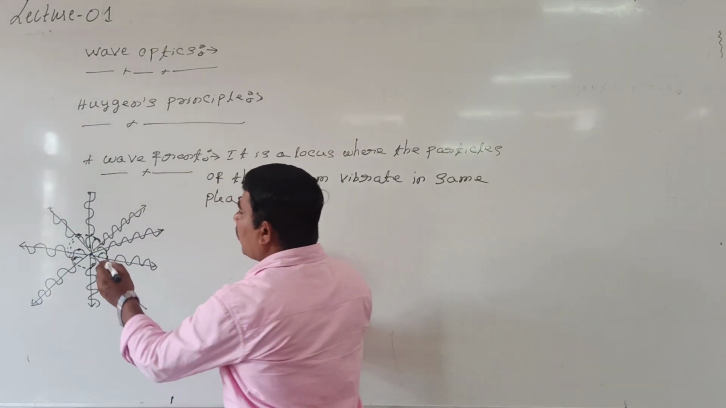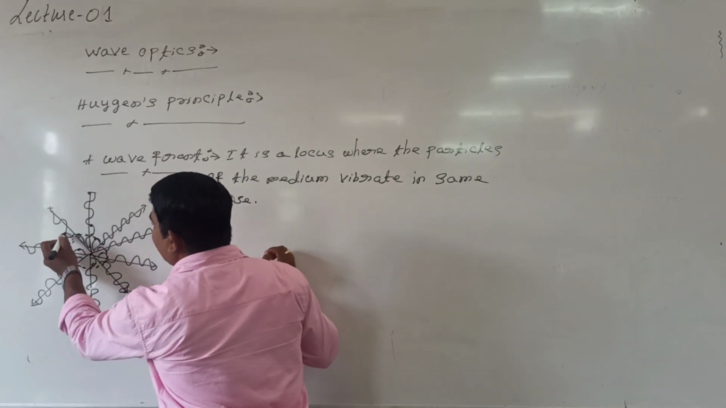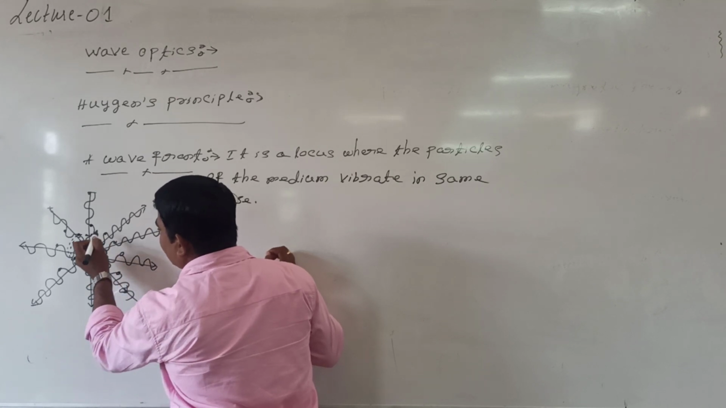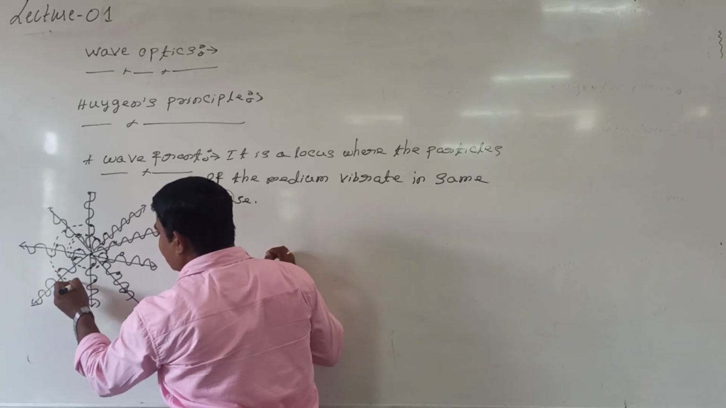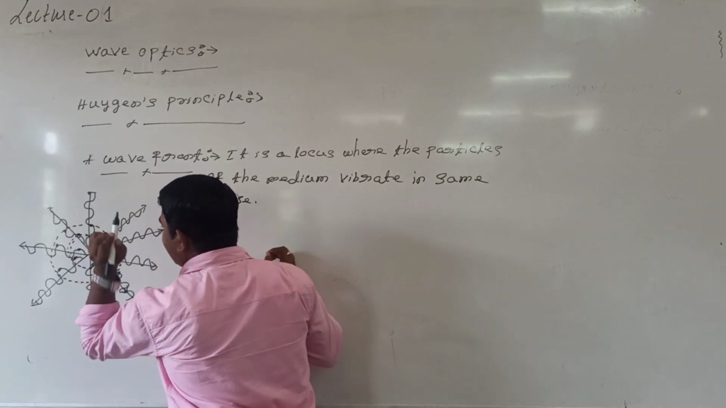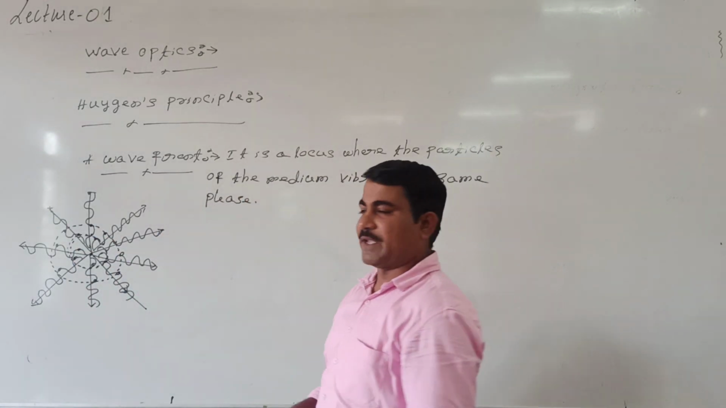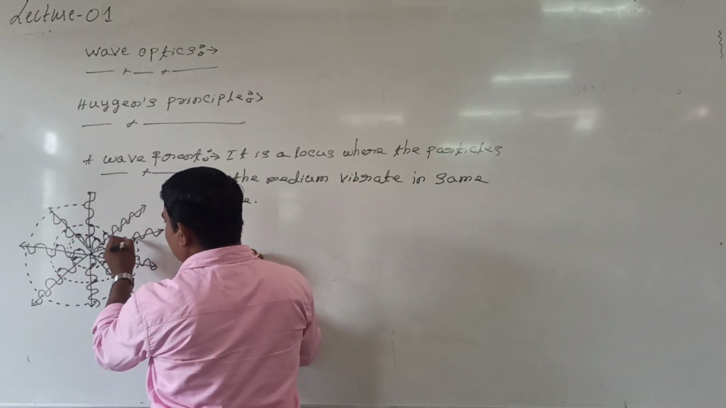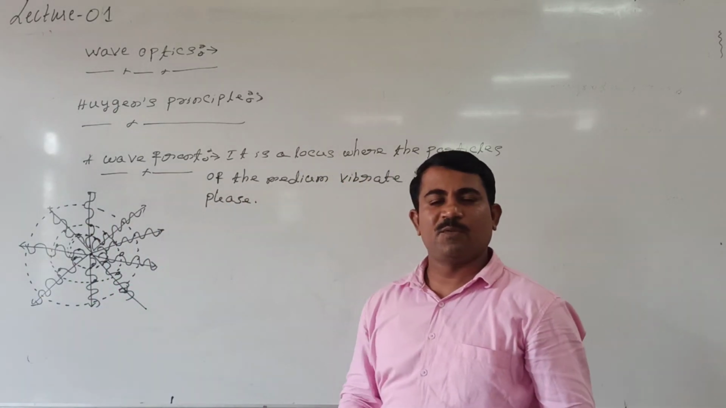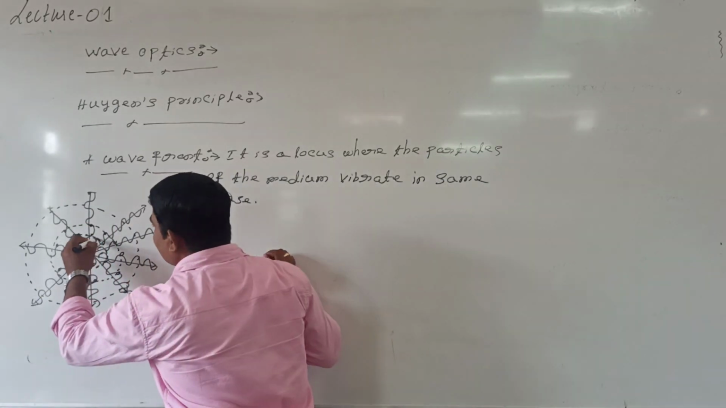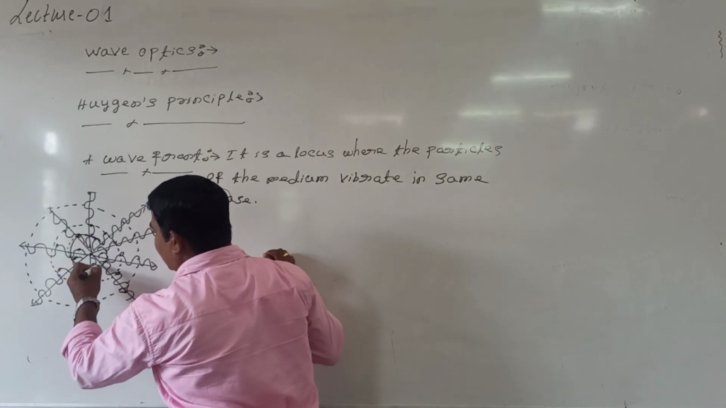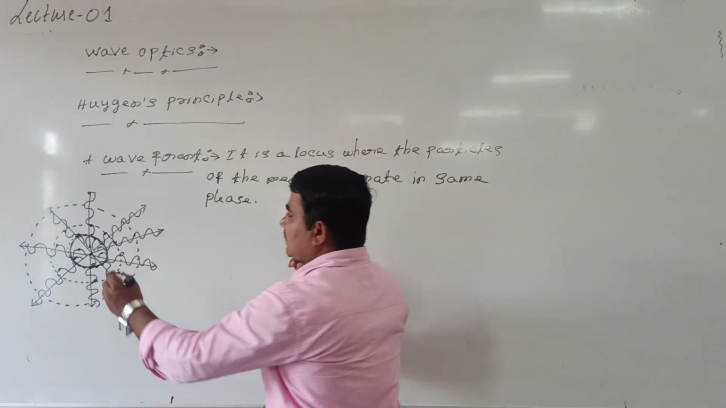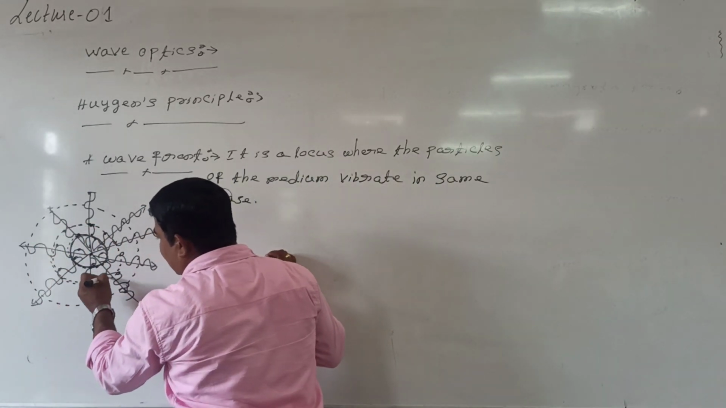Or if we choose all these points, look at me. This point I can choose, this one, this one. Similarly, this one, this one, this one. Like this, you can choose. If we join all these points, this becomes what? Wavefront. Are you following? Then if I choose all these points, this becomes what? This becomes a wavefront. What is a wavefront? It is a locus where all the particles of the medium vibrate in the same phase.